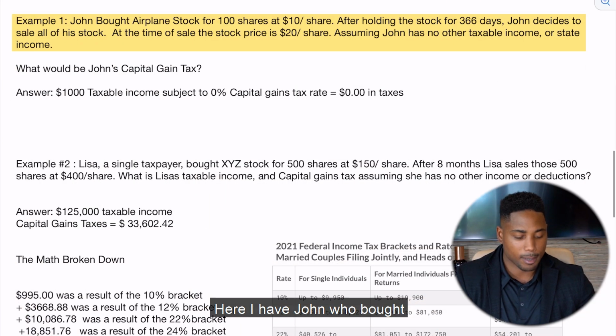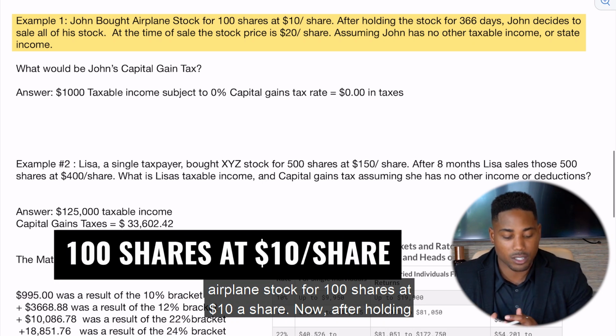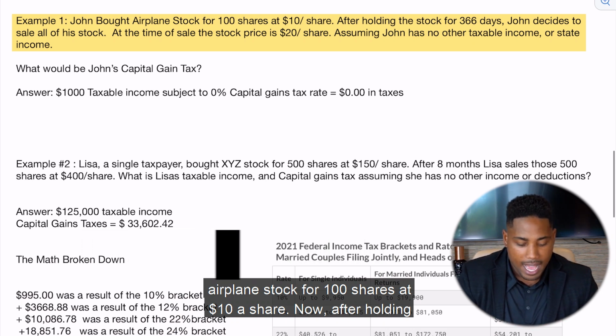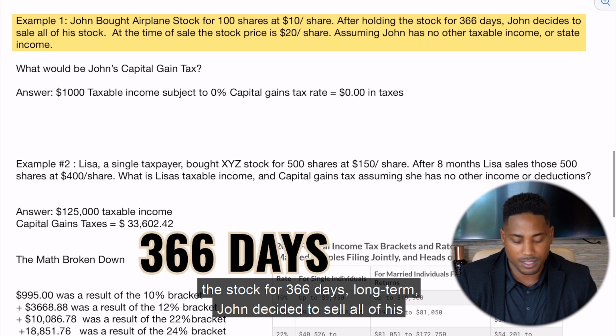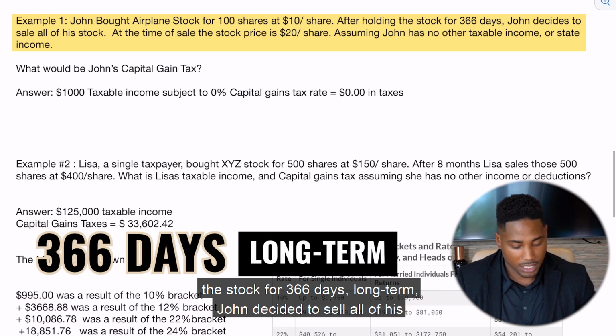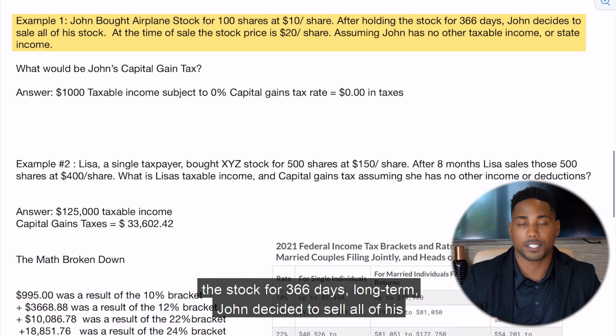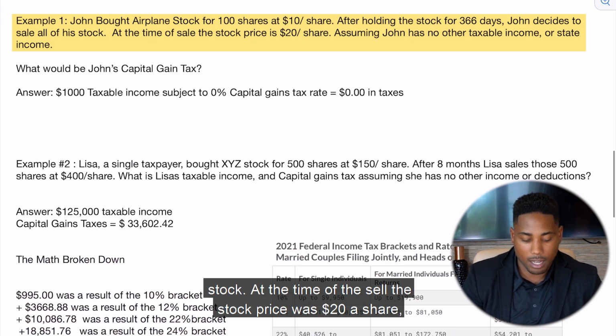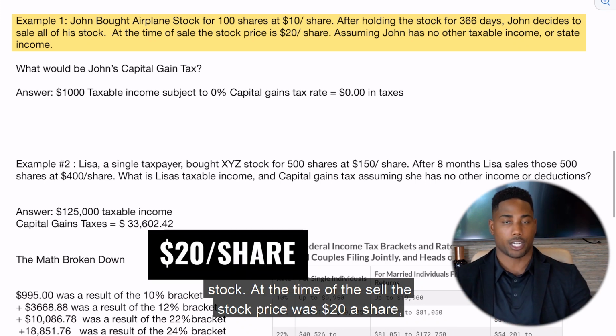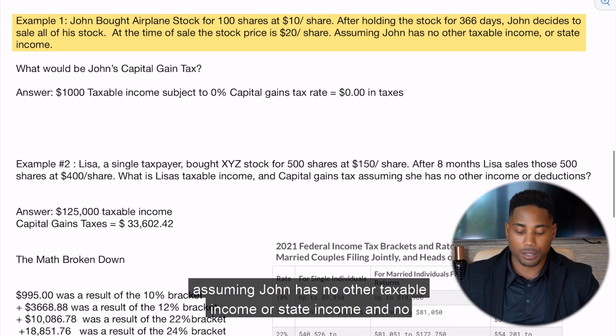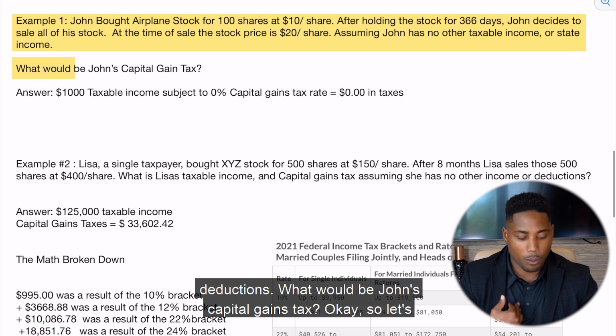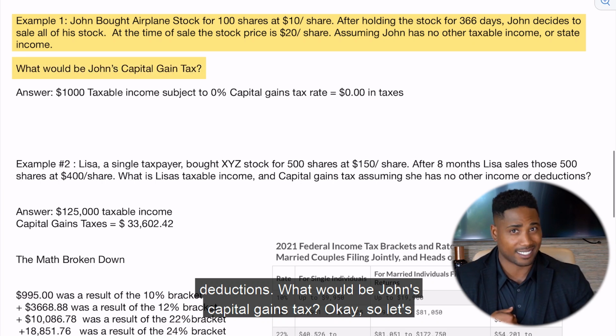Here I have John, who bought airplane stock for 100 shares at $10 a share. Now, after holding the stock for 366 days, long term, John decided to sell all of his stock. At the time of the sale, the stock price was $20 a share. Assuming John has no other taxable income or state income and no deductions, what would be John's capital gains tax?